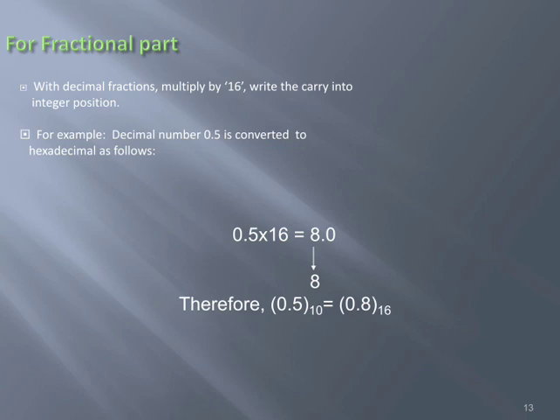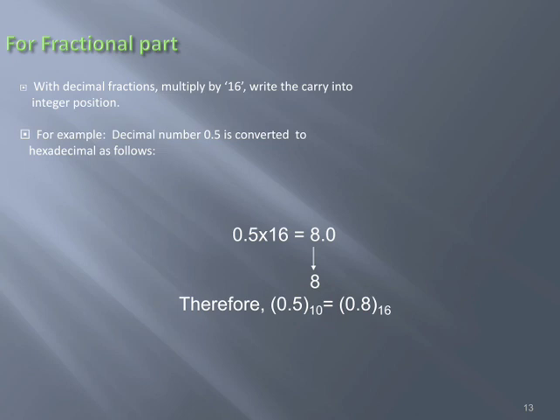So for example, I am considering the decimal number 0.5. If you multiply this 0.5 by 16, you'll be getting 8.0. Again, you need to consider the fractional part. Since there is no fraction, 0.8 itself is the equivalent hexadecimal number corresponding to the decimal 0.5. So this is the procedure of converting the fractional decimal number into its equivalent fractional hexadecimal number.